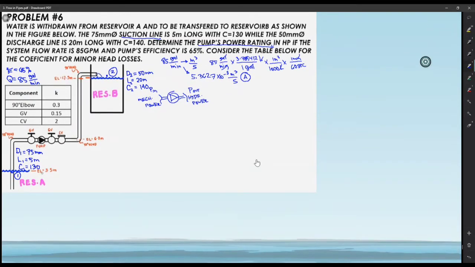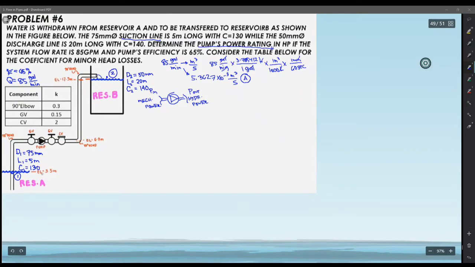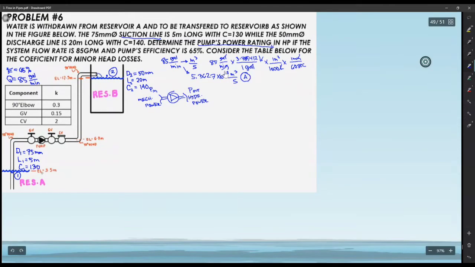So, again, our formula for efficiency is equal to what? Efficiency is equal to, let me write our working equations first. Efficiency is equal to P output over P input, and then times 100. Okay, so what we need to find again is the P output.